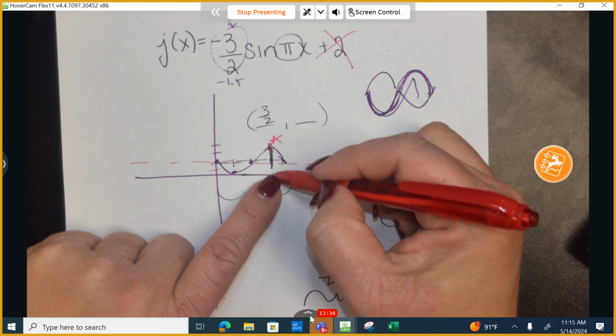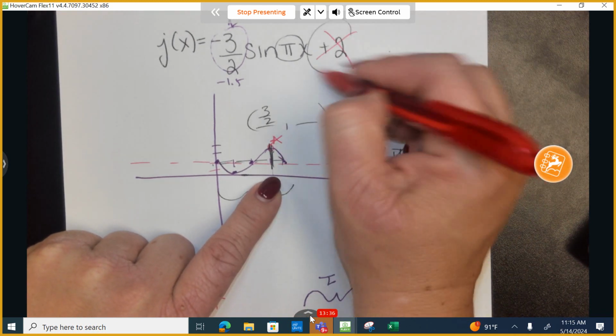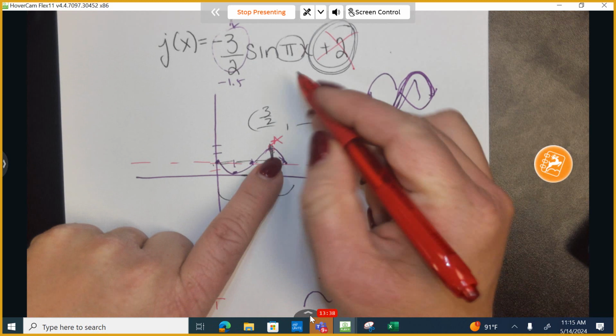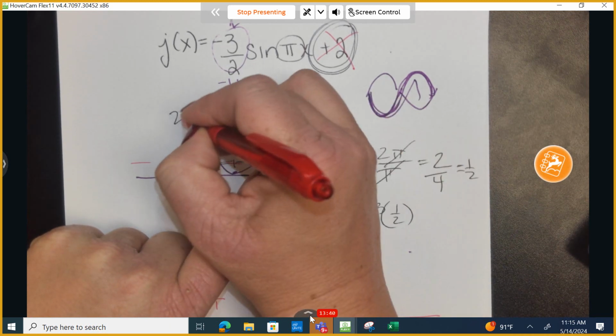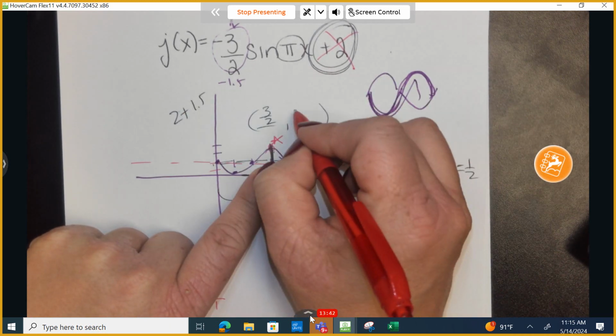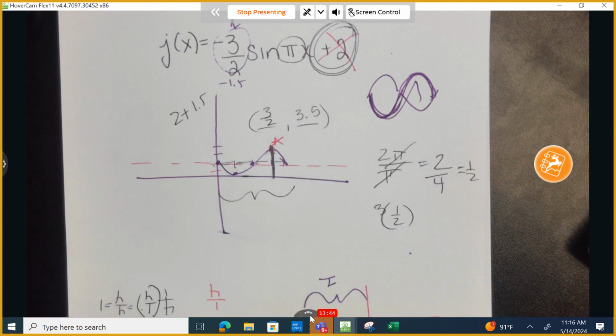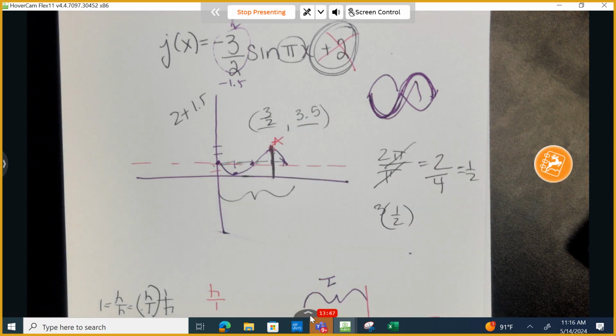Now, this is the tricky part. How high have I gone? Well, I already shifted up 2, and then I went up an additional 3 halves, or 1.5. As a decimal, we could write 3.5, or 7 halves if you like to leave it in fraction form.